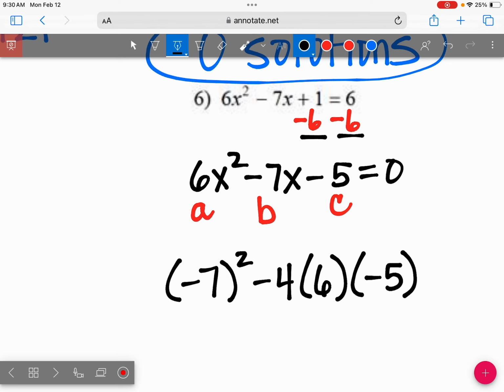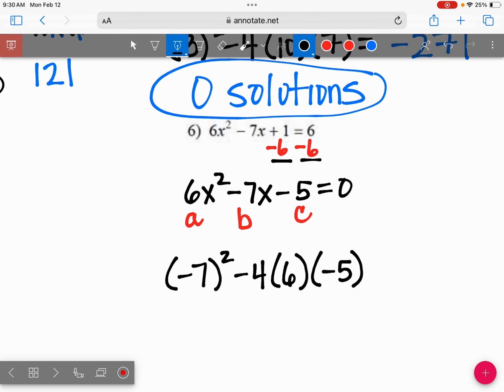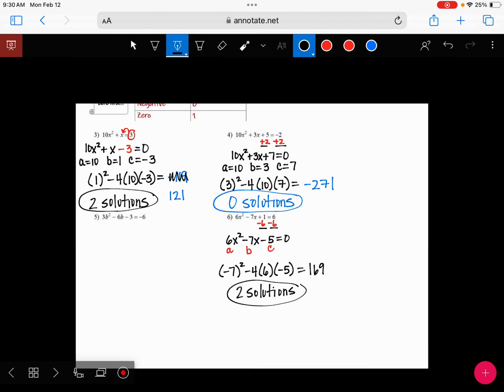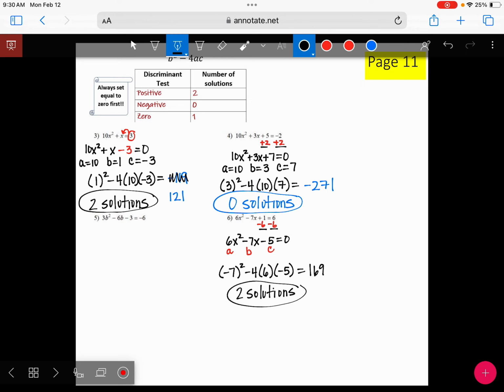Anybody want to volunteer what they got? What'd you get, Katie? Positive 169. Anybody else get that? So what does that mean when we get a positive number? 2 solutions. So today we're not figuring out what the solutions are. That's not today's goal. Today's goal is for you to figure out how many solutions you will have.